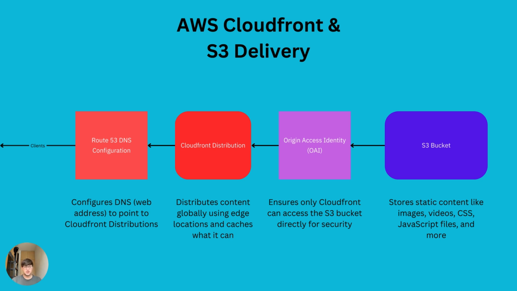CloudFront distribution is a system by AWS that helps you deliver the content globally and caches what it can in certain locations to reduce load times. And then finally, there's the Route 53 DNS configuration, which ties the URL to your content distribution system. And finally, the content is directed to the clients on the internet.